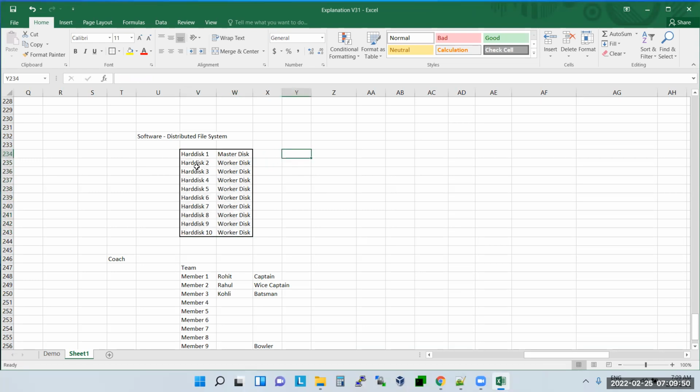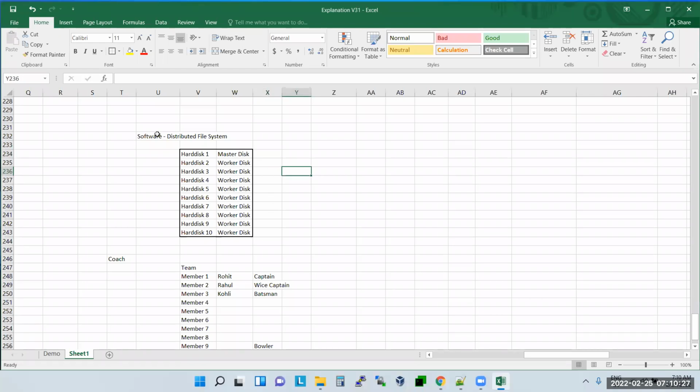Now only this software will understand who is the master disk and who are the worker disks. Each hard disk doesn't understand, hey, I am the master disk, I am the worker disk. Only the software will understand this is the master disk, these are the worker disks. Clear till this? If you have any questions, tell me.